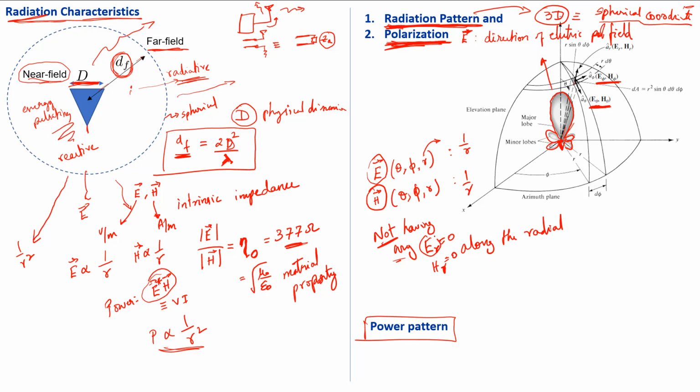The electric and magnetic fields in the far field, when we combine them together, give us the power pattern. This power pattern is expressed in dB, so it is 10 log 10 of the power pattern in linear terms. So this is the power pattern in dB.